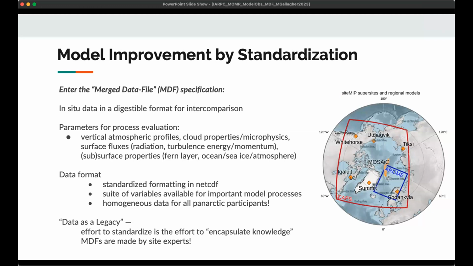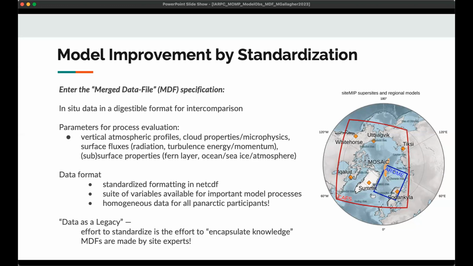the community came together and talked about all of the best ways that we could improve models, but it really came down and narrowed on the fact that we can make massive improvements in modeling and prediction by standardizing data sets and homogenizing data sets so that we all talk the same language. So we had many, many meetings, sitting down together and coming up with a specification so that we could take observational data from the sites in this figure and model data extracted at those supersites and make direct comparisons to those data for process evaluation. So things like comparing vertical atmospheric profiles, comparing cloud properties and modeled microphysics, surface fluxes, and subsurface properties were all identified as extremely important components of the modeling systems.